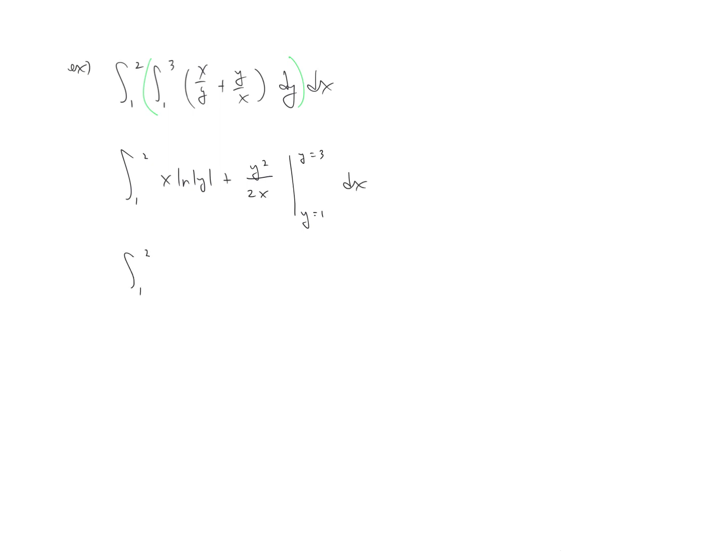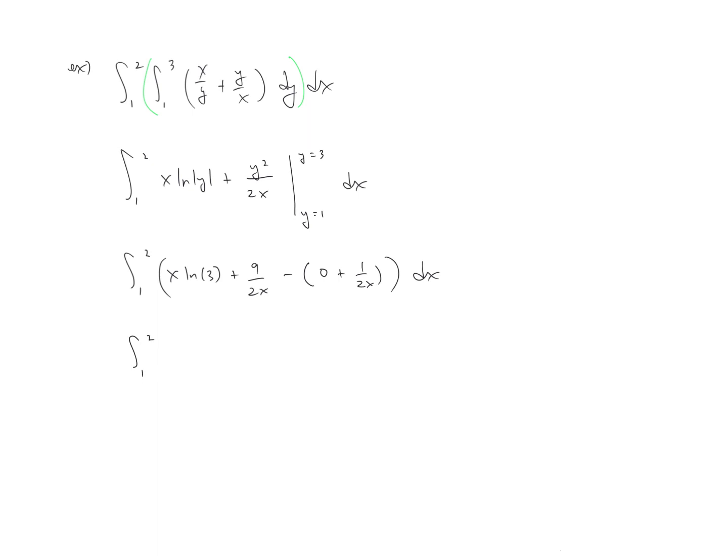So going from 1 to 2, when I plug the numbers in accordingly, I'll get an x natural log 3 plus 9 over 2x minus, now I'm ready to plug the 1 in. That'll give me a 0 because the natural log of 1 is 0, plus 1 over 2x. And I still have my dx out there.